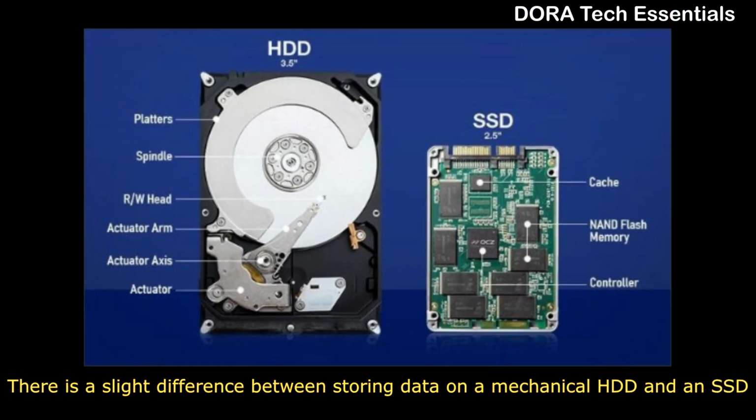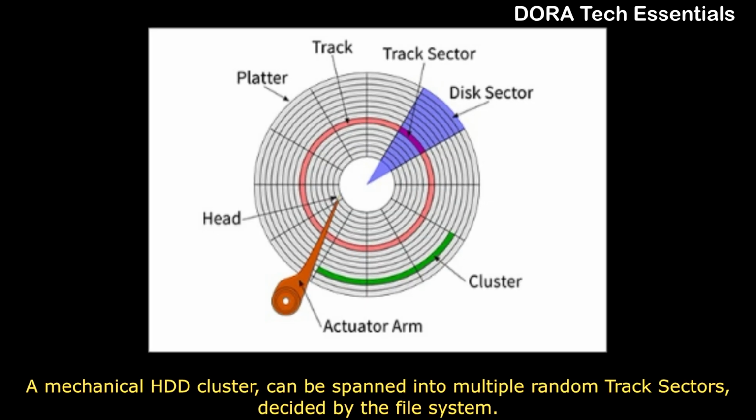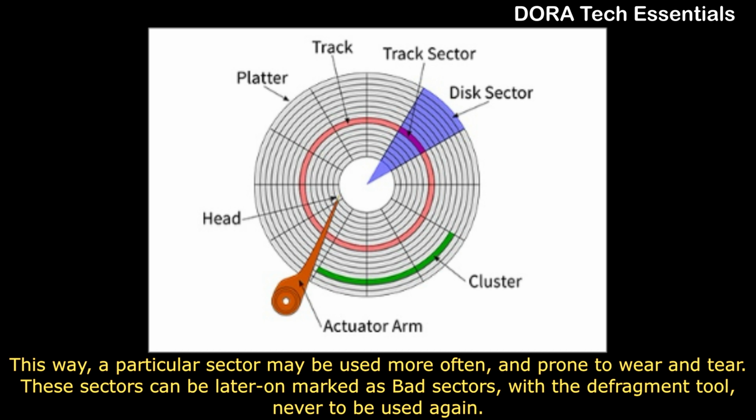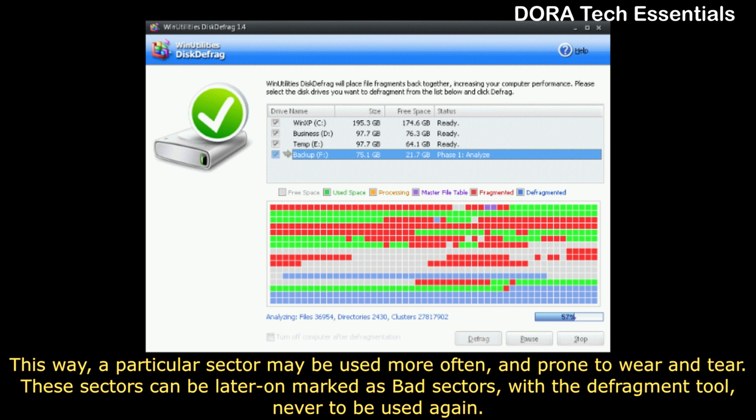There is a slight difference between storing the data on a mechanical HDD and an SSD. A mechanical HDD cluster can be spanned into multiple random track sectors, decided by the file system. This way, a particular sector may be used more often, and prone to wear and tear. These sectors can later on be marked as bad sectors, with the defragment tool, never to be used again.